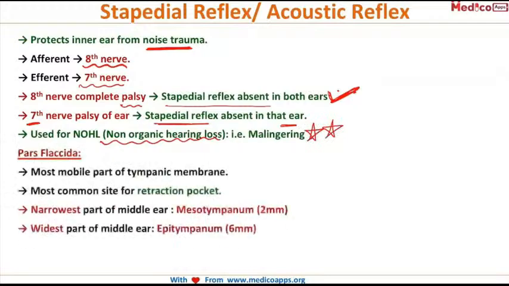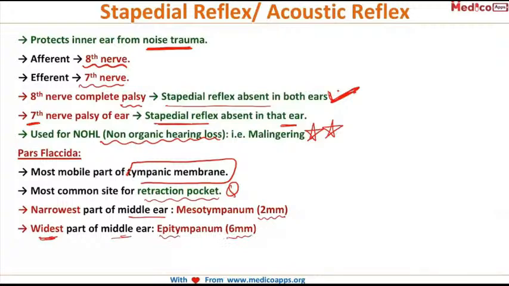Now, pars flaccida is the most mobile part of tympanic membrane. It is the most common site for a retraction pocket. We all are familiar with this. The narrowest part of the middle ear is mesotympanum, measures about 2 millimeters, and the widest part of the middle ear is the epitympanum, which measures about 6 millimeters. So, narrowest is mesotympanum, widest is epitympanum.